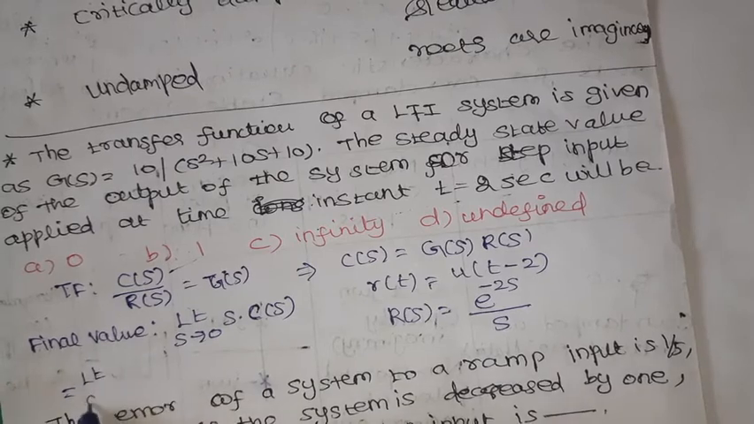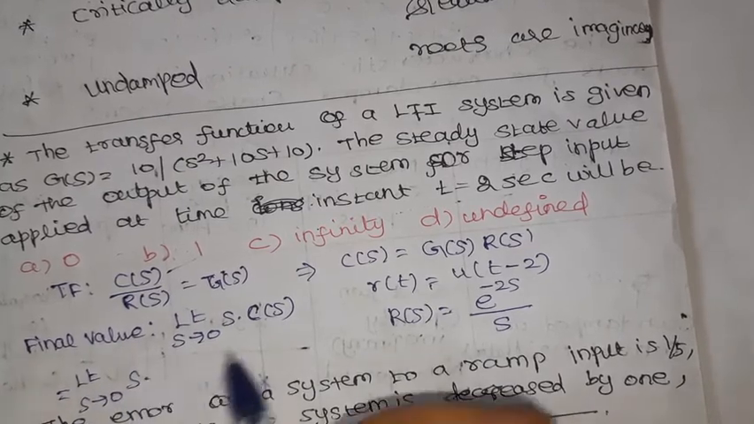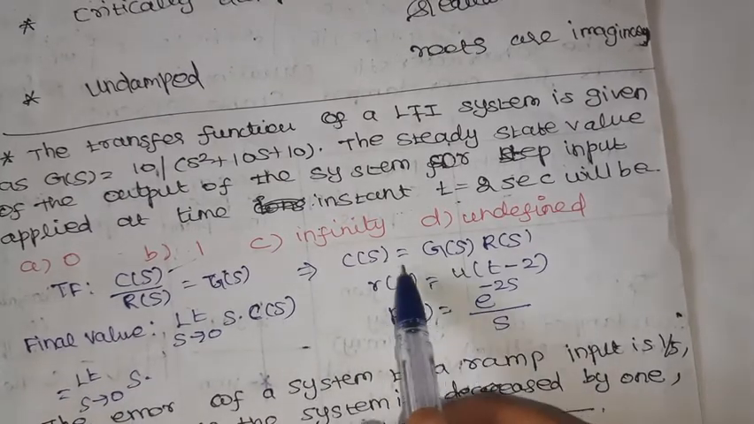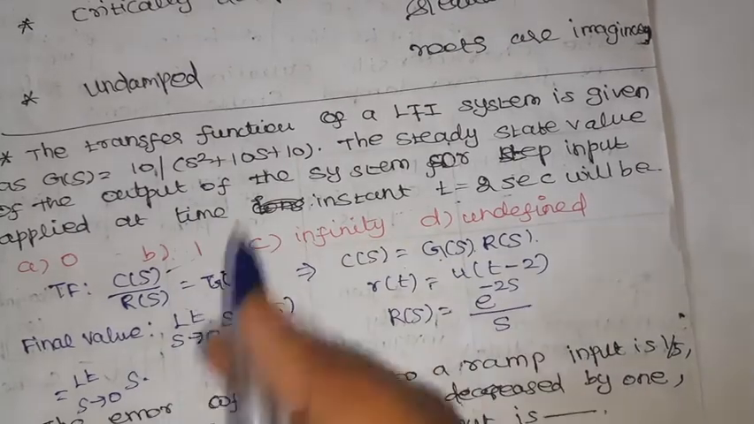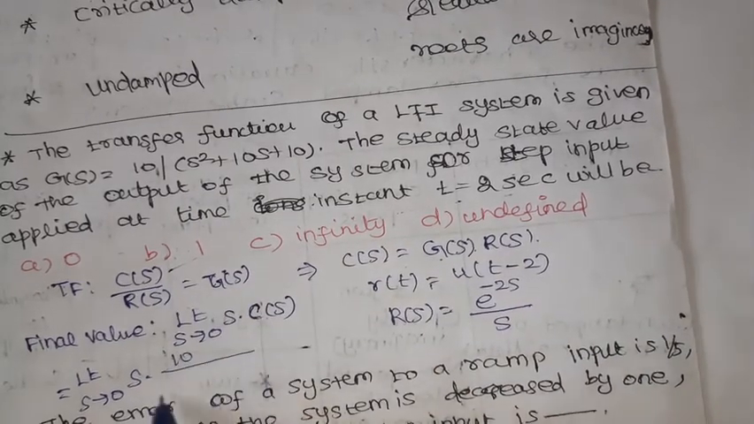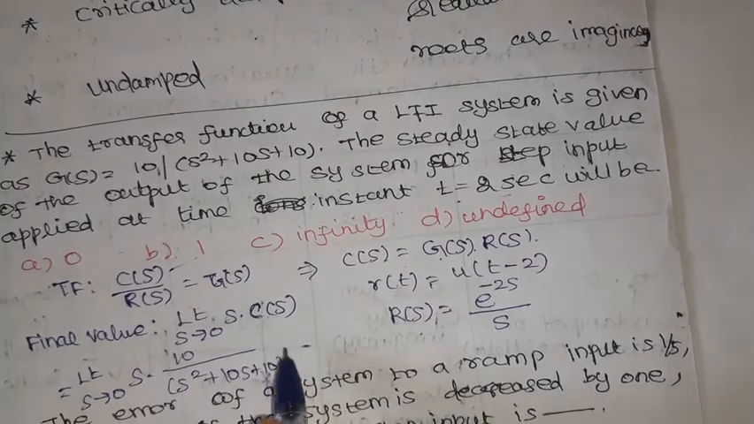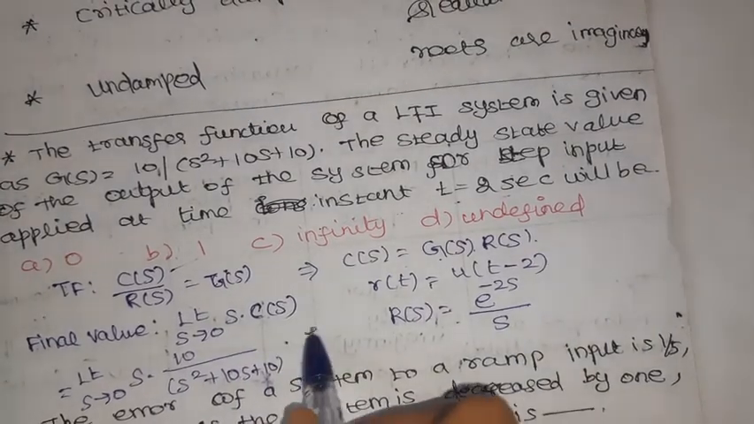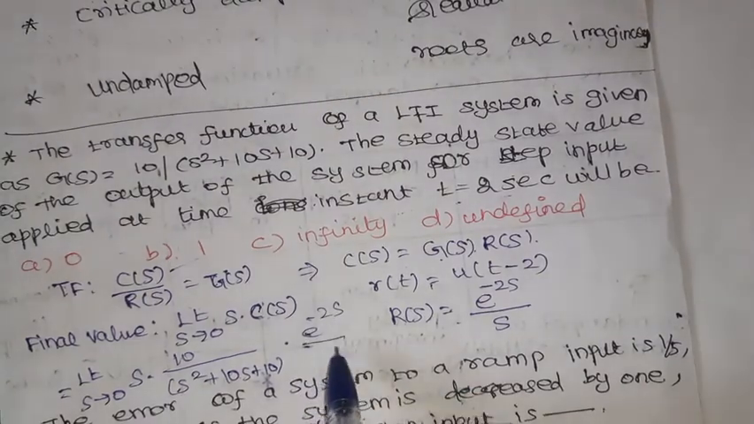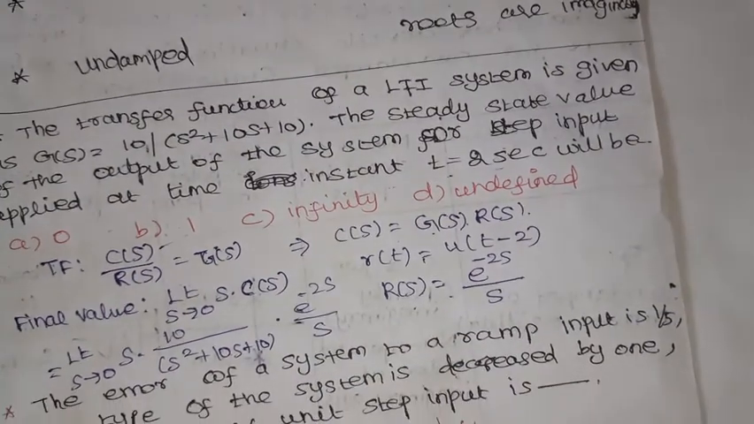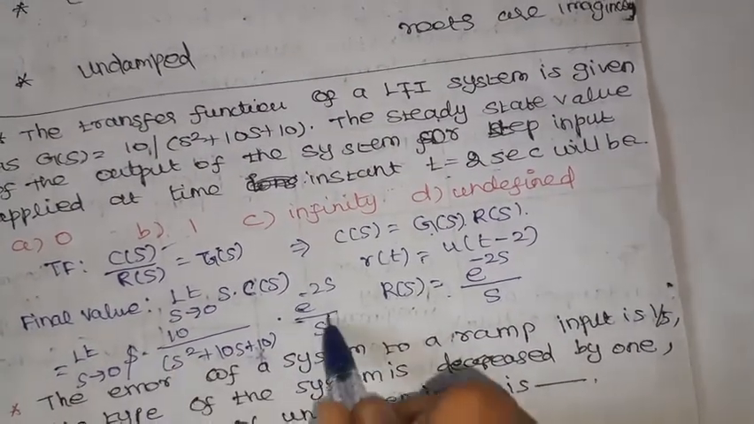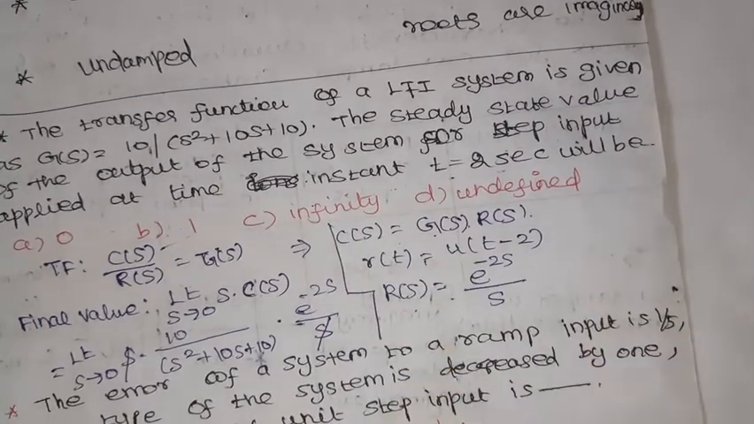Limit s tends to 0, s into, what is C of s? C of s is nothing but G of s into R of s. G of s divided by s squared plus 10s plus 10 into, what is R of s? e power minus 2s divided by s. So, s and s get cancelled.